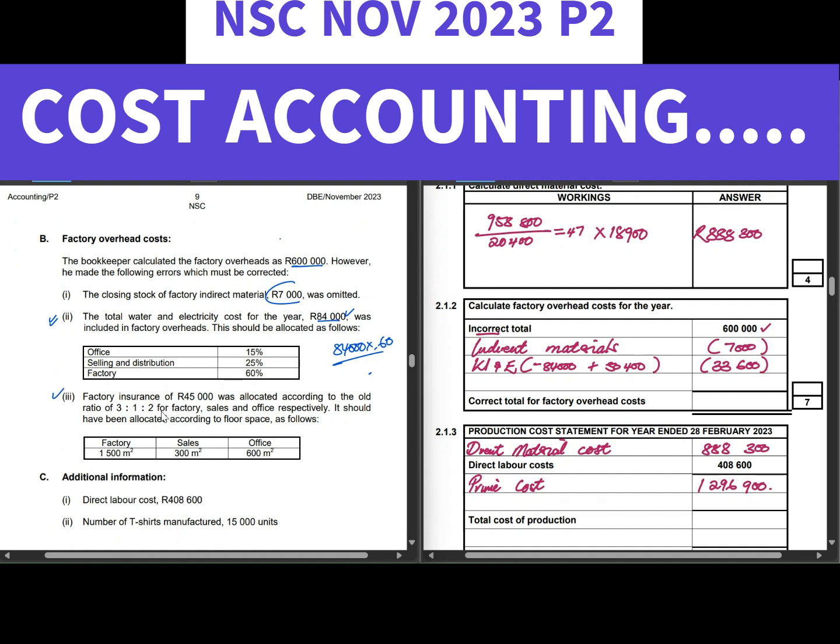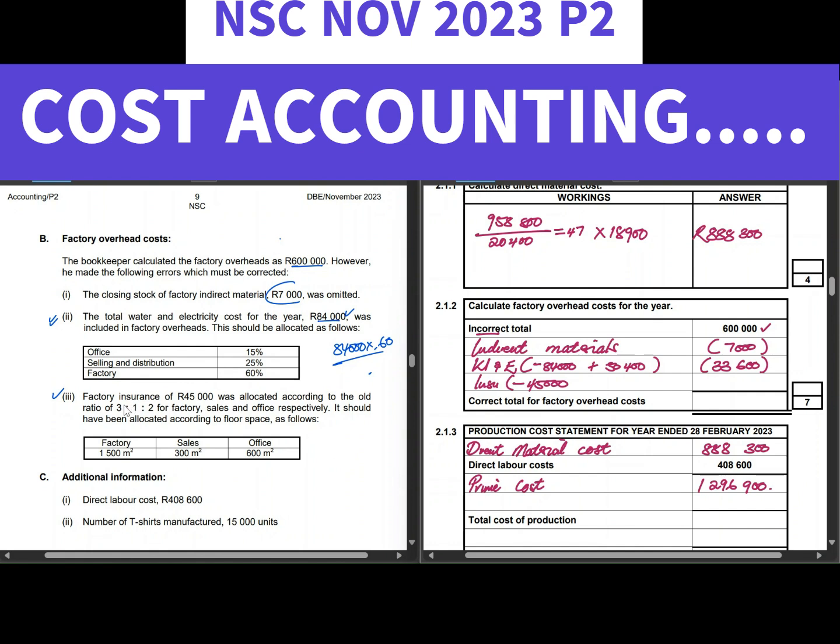The next one says factory insurance of 45,000 was allocated. Okay, so factory insurance was allocated according to the old ratio, that is 3 for factory, 1 for sales and the office. So we understand that we also have insurance here, which was incorrectly allocated. What I have taught you already is any incorrect amount, you must subtract it. So that incorrect 45,000, I'm coming here and I'm taking it out.